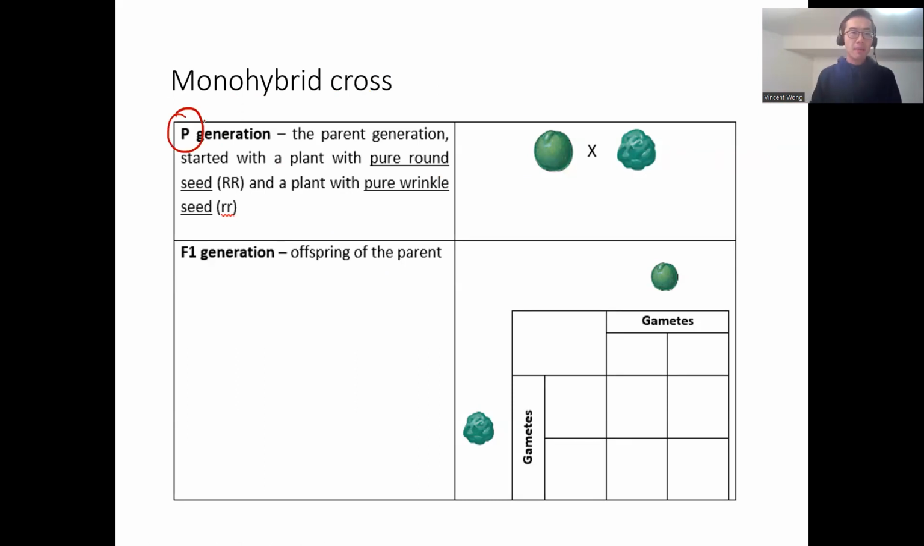P generation. P means parent. Okay. Started with plants with pure round seed and seeds that are pure wrinkle. So here is a round seed. Here is a wrinkle seed. Because it's pure, and pure means homozygous, the round seed is big R, and the wrinkle seed is little r.